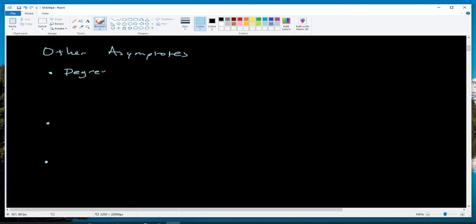All right, first of all, what about when the degree of the top is less than the degree of the bottom? This is the first case. This will create a horizontal asymptote. I'm going to use HA for horizontal asymptote. This will be a horizontal asymptote at y equals 0.